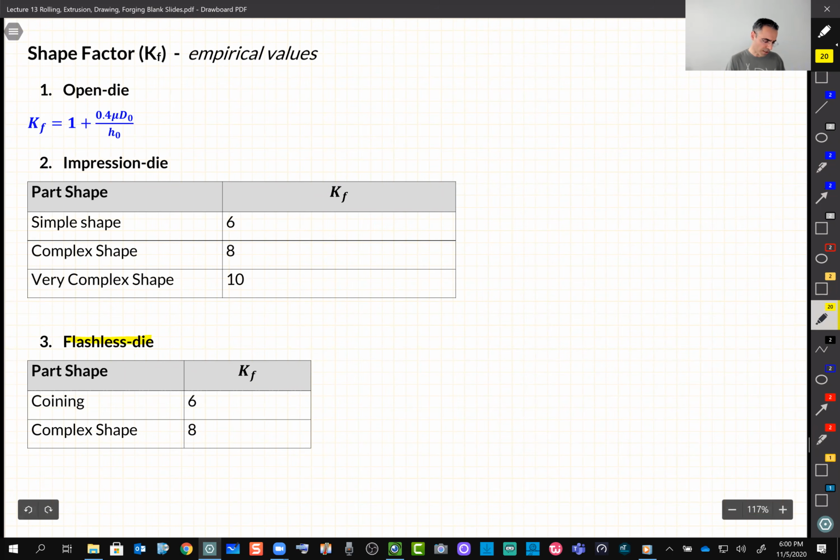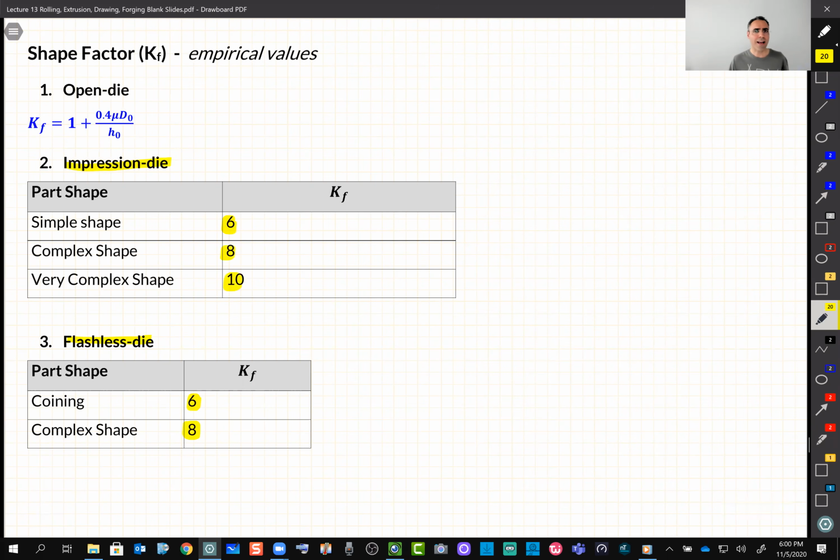If it's a flashless die, then simply, if you're doing coining, the number 6 is your magic number. And if you're doing a complex shape, then 8 is the number. And these numbers are very common in most engineering textbooks. And if you're doing an impression die, then if it's a simple shape, simple geometry, 6, and then 8, and then a very complex, 10.